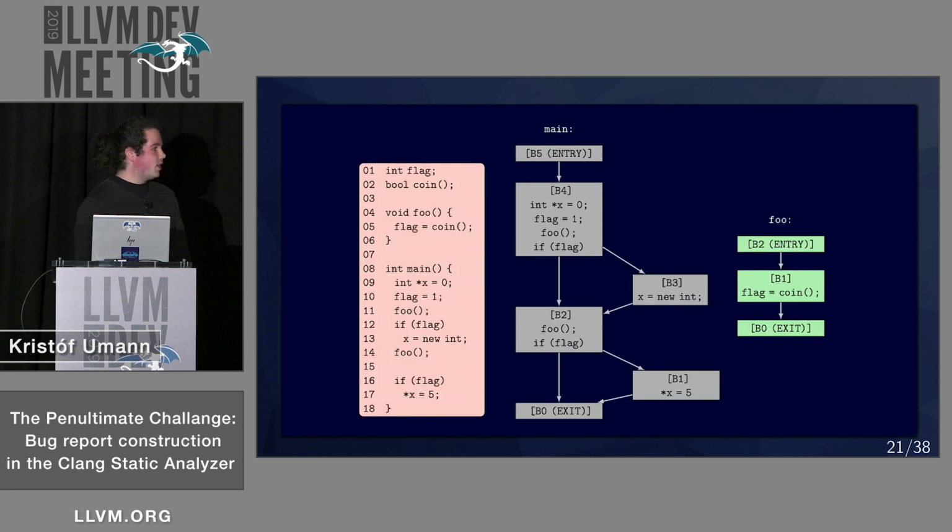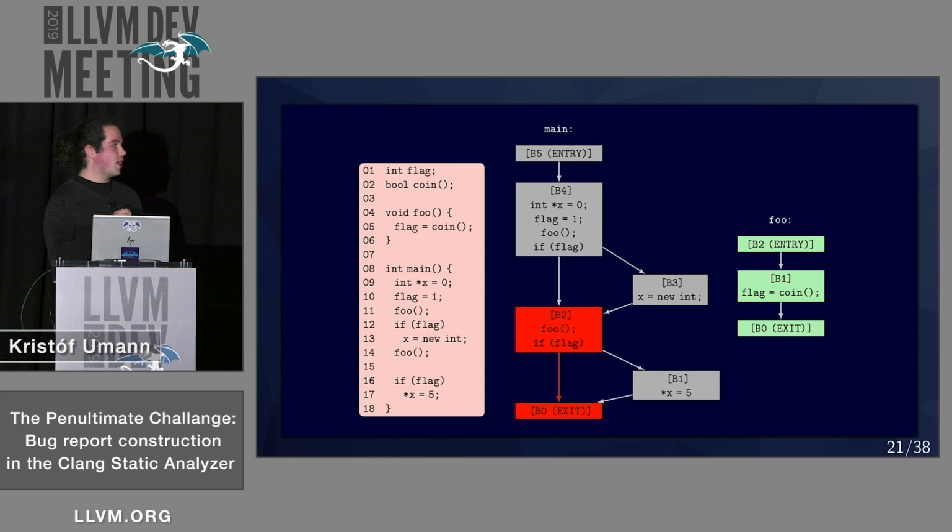We can see here that the point at which we discovered the bug was in block 1. And we can calculate that block 2 is a control dependency of block 1, because depending on flag's value, control may flow in this direction or in this direction, which implies that the value of flag in block 2 is very meaningful for this bug report. So this visitor will tell the analyzer to explain its value better.